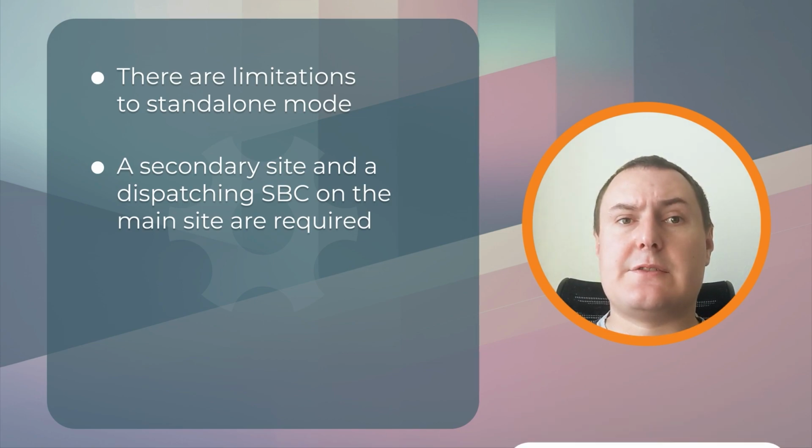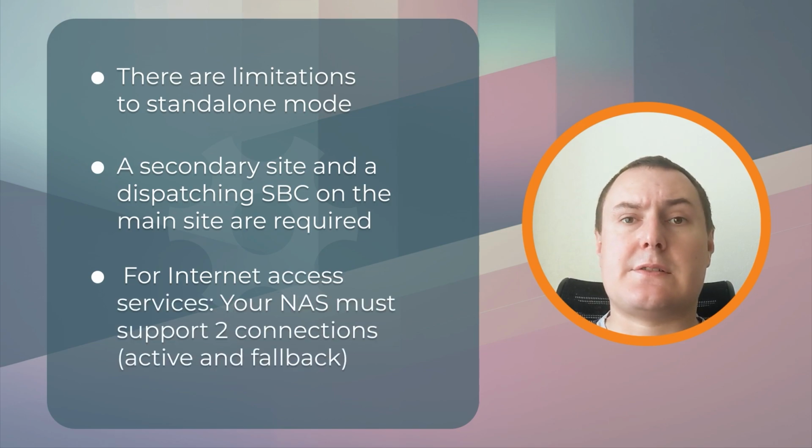For the Zero Downtime Update solution, your Network Access Server, or NAS, must support two connections, both active and fallback. Your engineers should configure the active connection to send requests to the radius server on the main site and the fallback connection to send requests to the radius server on the secondary site. During the update, the Network Access Server can automatically switch from the active to the fallback connection and back.